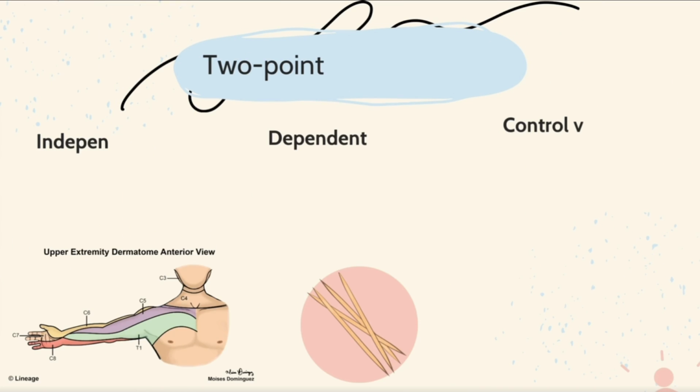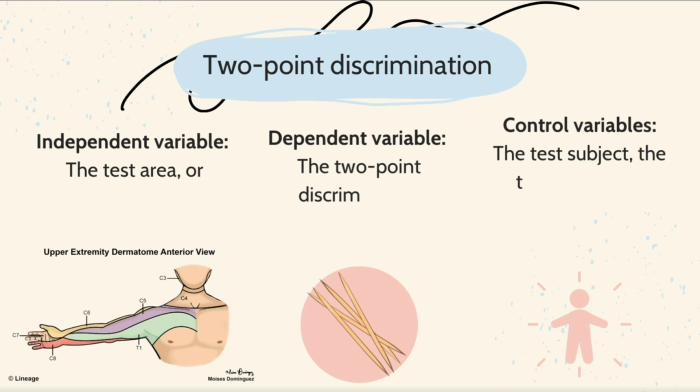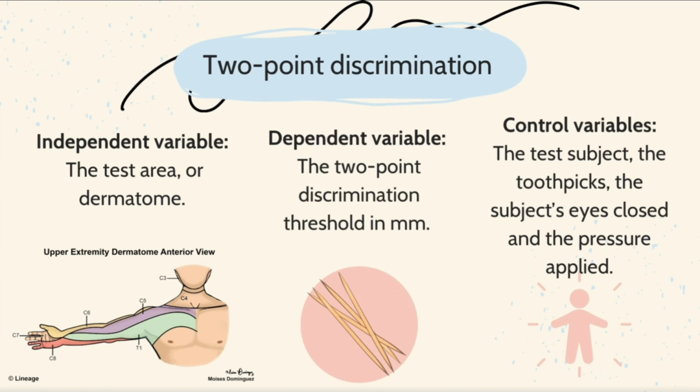The first phase was a 2-point discrimination, where the goal was measuring the sensitivity in different areas of the skin. Our independent variable was the test area or dermatome. The dependent variable was the 2-point discrimination threshold measured in millimeters, and the control variables were the test subject, the toothpicks, the subject's eyes closed, and the pressure applied.